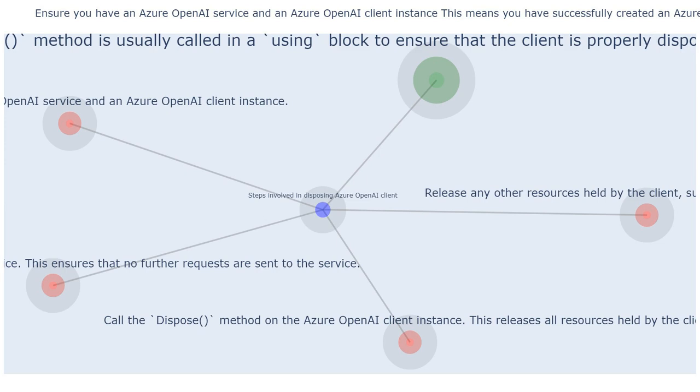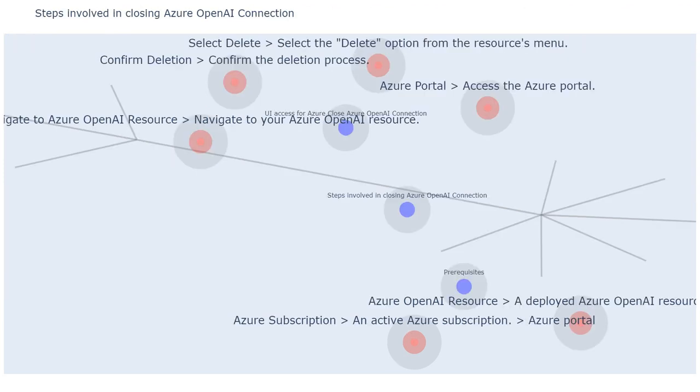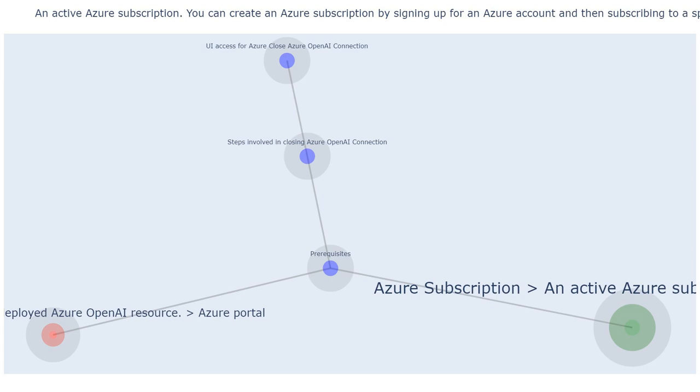This is a best practice in programming languages like C# to automatically release resources when they are no longer in use, ensuring efficient resource management and avoiding potential memory leaks. Prerequisites: an active Azure subscription. You can create an Azure subscription by signing up for an Azure account and then subscribing to a specific pricing tier. This allows you to access and manage Azure resources, including Azure OpenAI services.